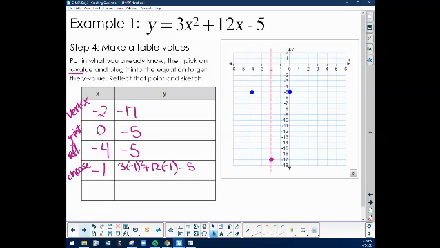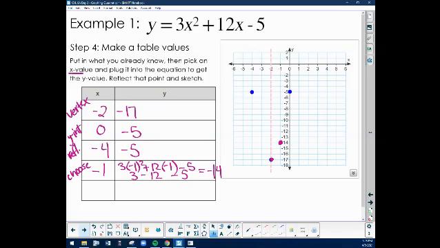Now I chose -1, and I want to evaluate it. 3 times -1 squared, -1 squared is going to be +1, so that's going to be 3. 12 times -1 is -12, minus 5. And then when you plug all of that in, you get -14. So now that's a point on my graph. I plugged in -1 as my x, and I got out -14. So that is now a new point.